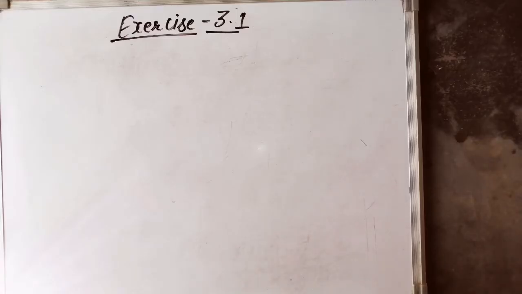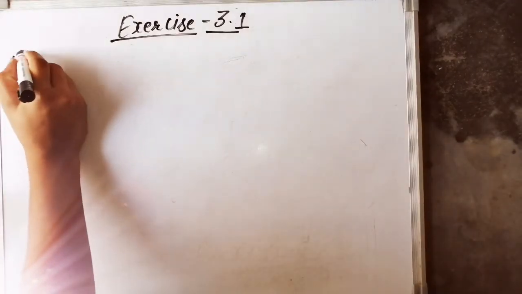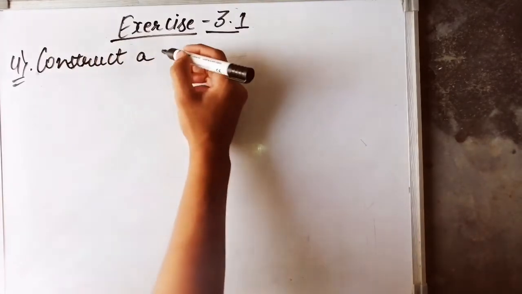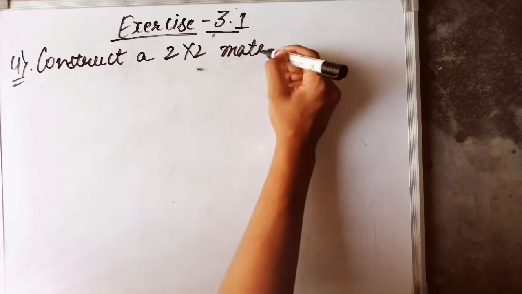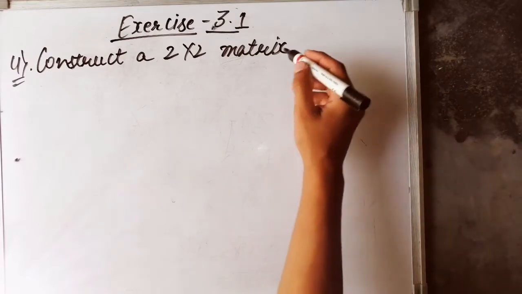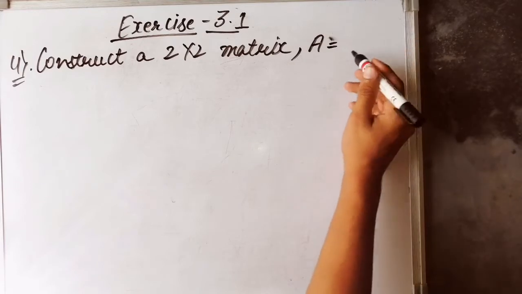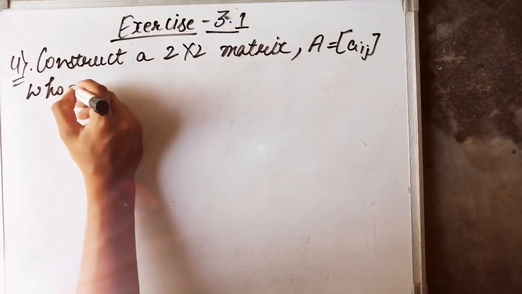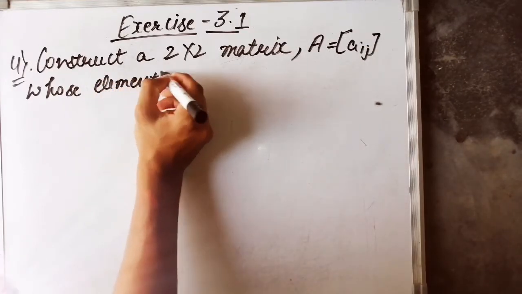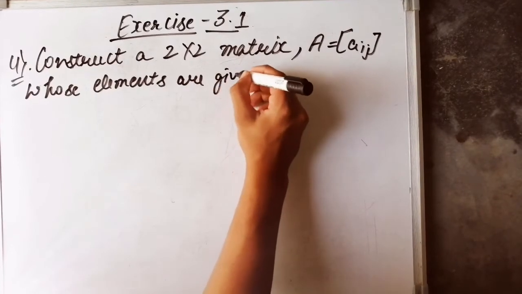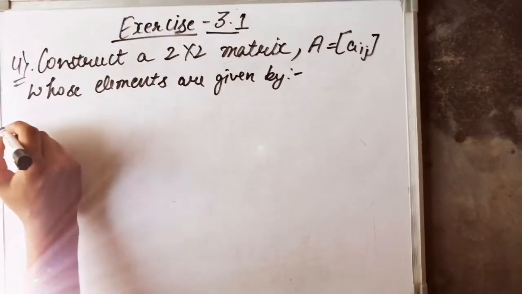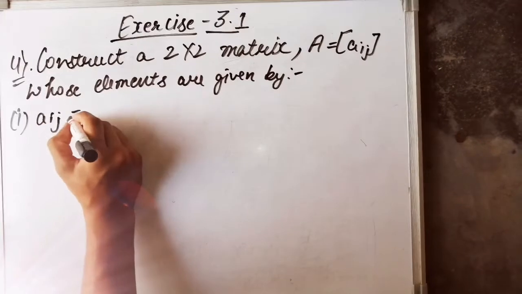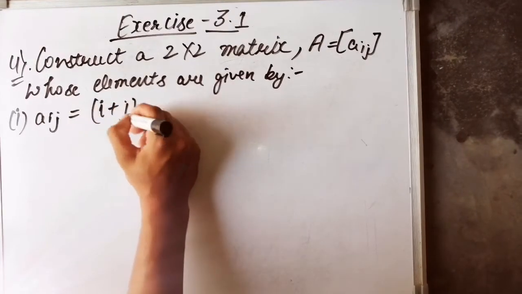Okay students, let's see our fourth question, which is: construct a 2 cross 2 matrix where A equals Aij, whose elements are given by... our first part of this question is, Aij equals (i plus j) whole square by 2.